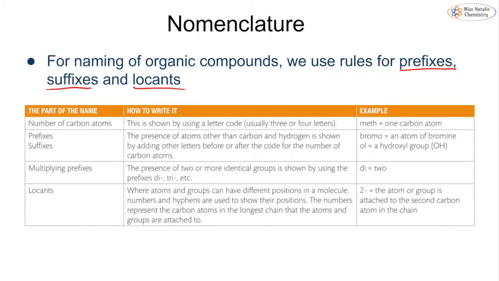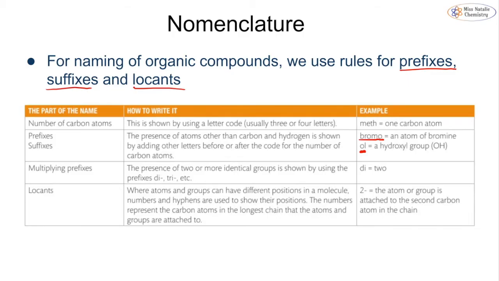The prefixes are something that goes in front. So for example, if you have a bromine, you would use the prefix of bromo. If it was chlorine, you would have chloro, and so on. And suffixes is something that goes at the end. So if you have a hydroxyl group, you change the ending to -ol. For example, ethanol. Or if it's a carboxyl group, it would be ethanoic acid. And again, we'll look more at these nomenclature examples when we do alcohols and carboxylic acids in topic 10.